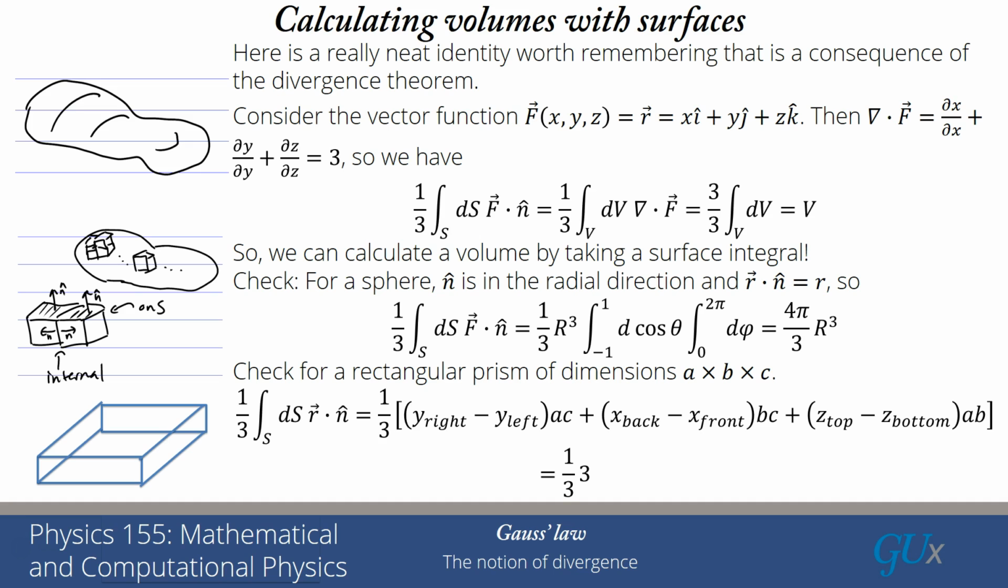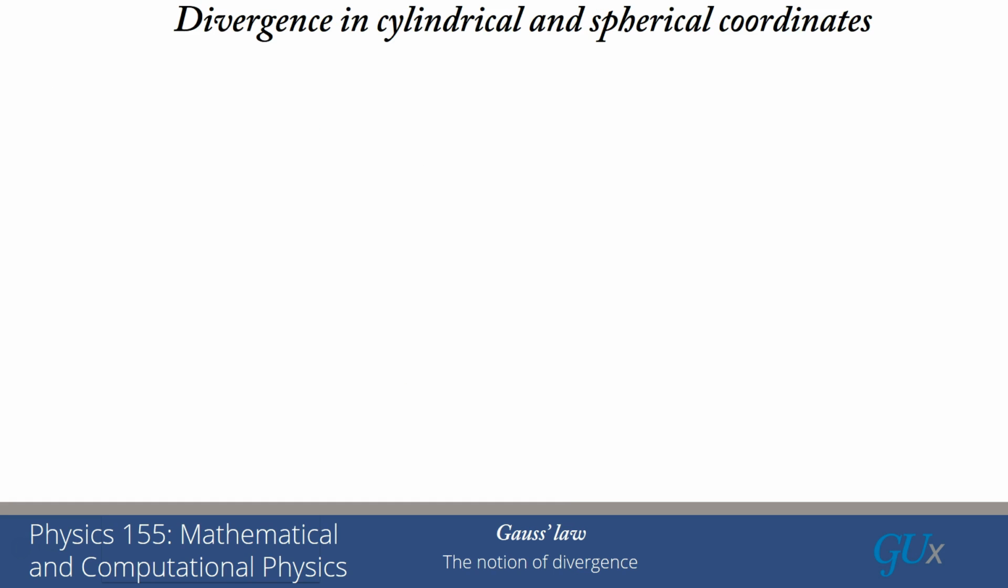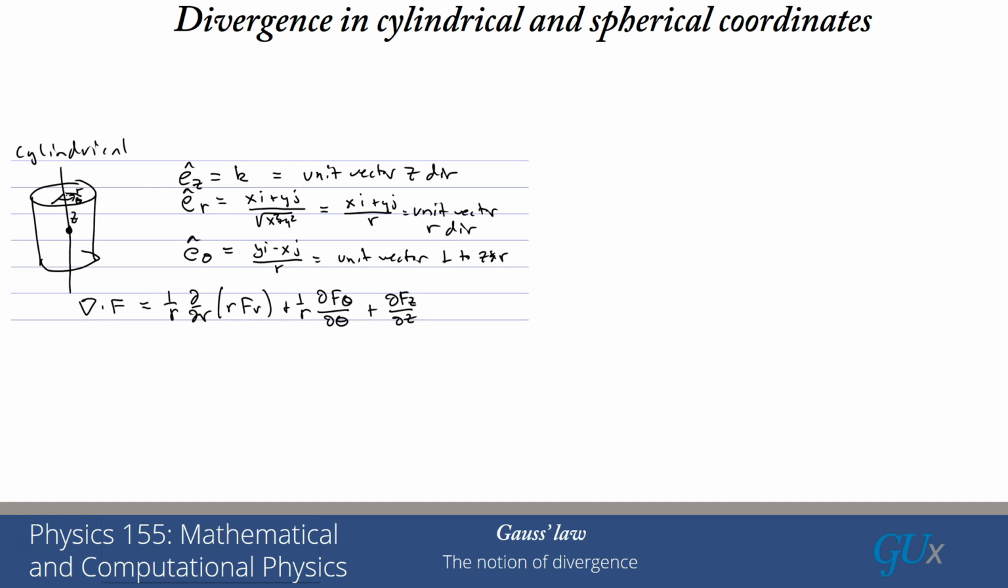And so what I find is this is equal to 1/3 of 3 times abc. And indeed, that just equals abc, which is the volume of the rectangular prism. So once again, we've shown that this formula actually works. All right, I'm going to end by talking about what the divergence looks like in cylindrical and spherical coordinates, because it is not d by dr plus d by d theta plus d by dz. That's not the way that you get the divergence in spherical coordinates.